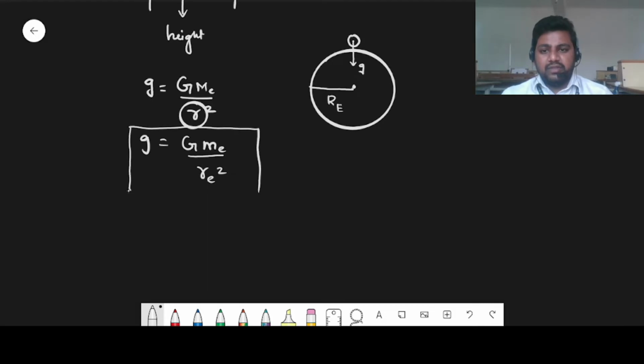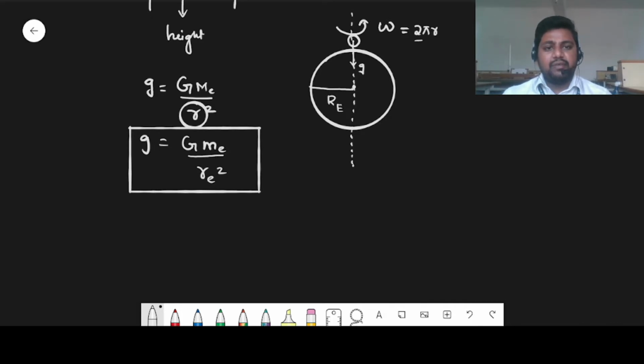Now, this acceleration due to gravity is only due to the gravitational force, but an object kept on the surface of the earth is already in rotational motion. The earth is moving with an angular velocity omega. To find the angular velocity omega, you can use the general formula: it covers a distance 2 pi r in a time period T. You know the time period of the earth is 24 hours. You can calculate omega by substituting the values.